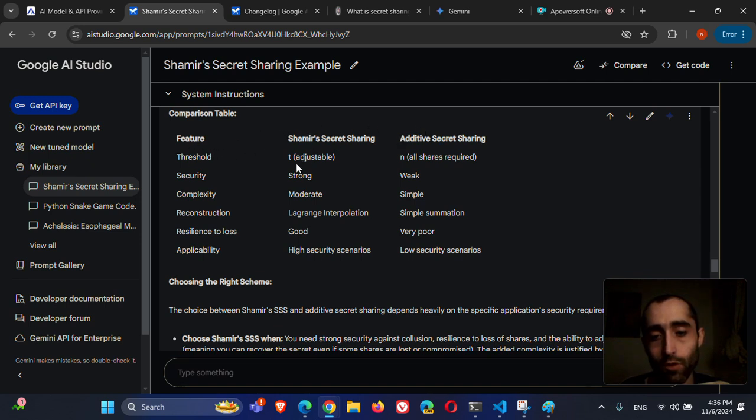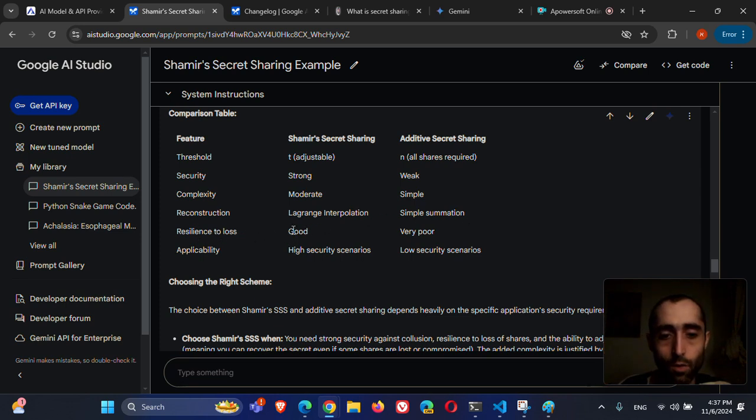The threshold in Shamir is adjustable. As you saw, I can create more shares than I need. In additive, I need all the shares. Security is strong in Shamir, and additive is quite weak. Complexity is moderate in Shamir because I need to create the polynomial, and the polynomial at x equals 0 is the secret, and the shares are points on the polynomial that are not at x equals 0. I need to interpolate after I take the threshold number of shares, using Lagrange interpolation to get the polynomial and then calculate it at x equals 0 to get the secret. In additive secret sharing, it's much simpler, just summing. We take the secret and create some shares whose sum is the value of the secret.